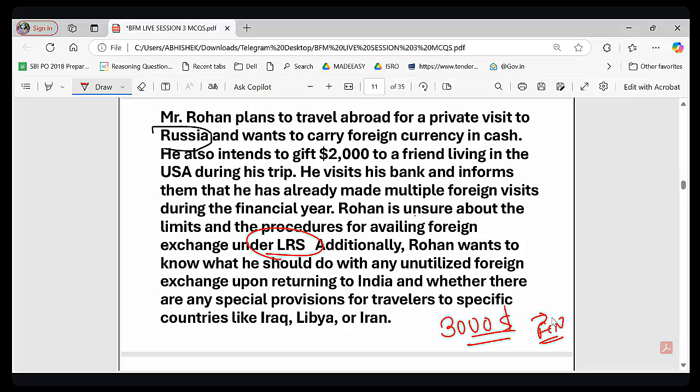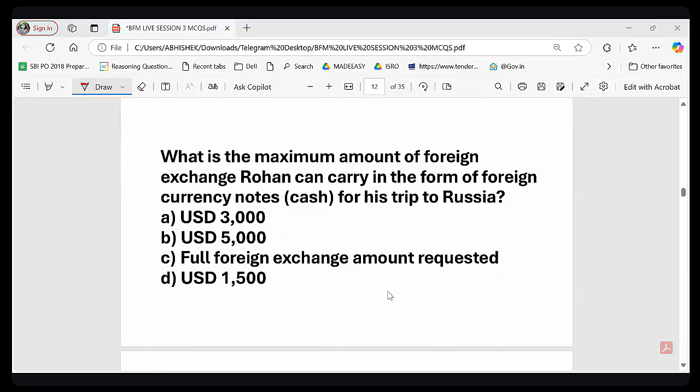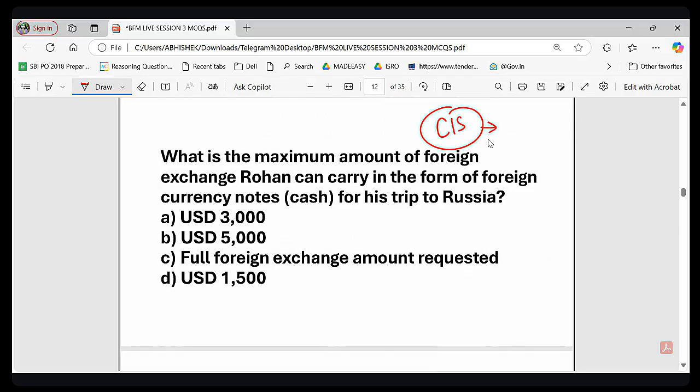However, when traveling to Russia or other countries in the CIS, do you know what is CIS? CIS is called Commonwealth of Independent States. You should know it, I have already discussed it in the lecture. So for countries like Russia or other countries in the CIS, there is an exception. Travelers are allowed to carry the full amount of foreign exchange requested in the form of foreign currency note.